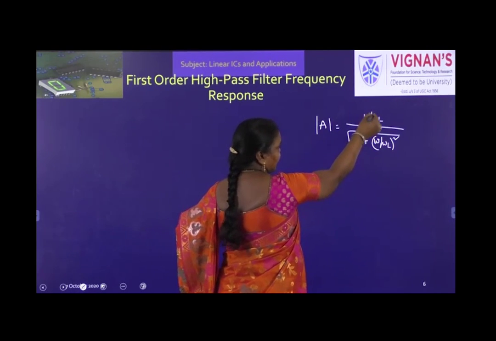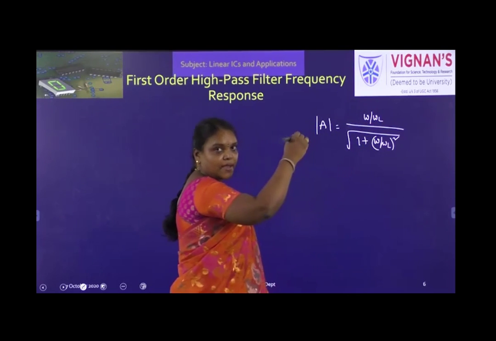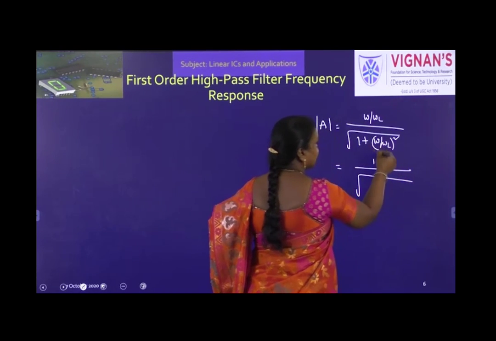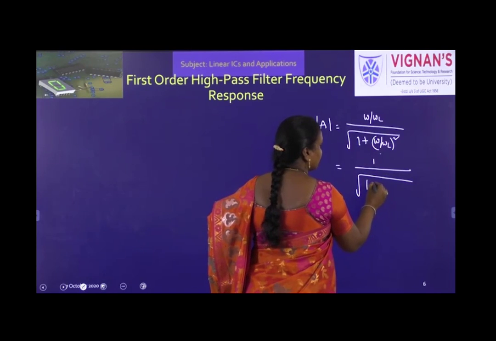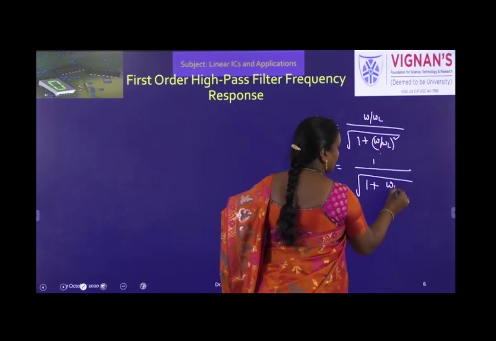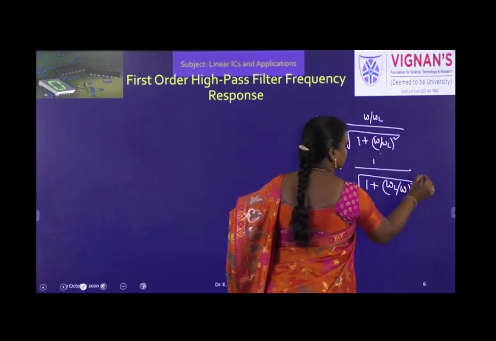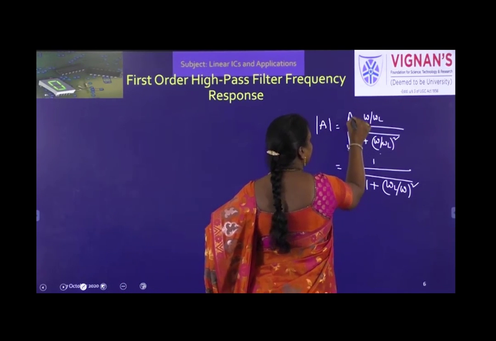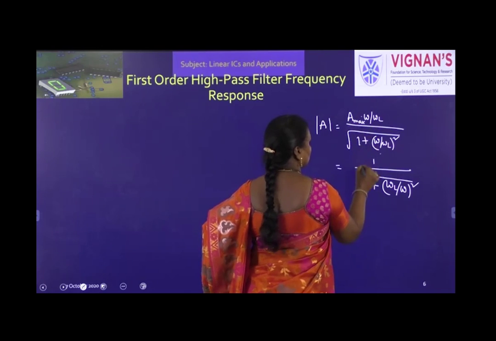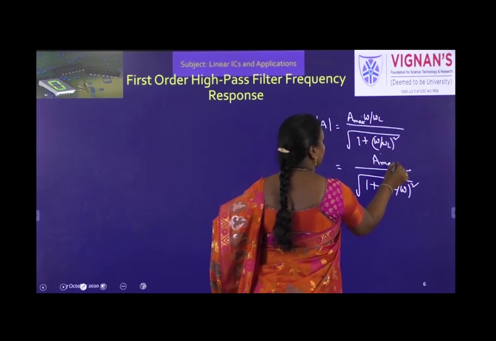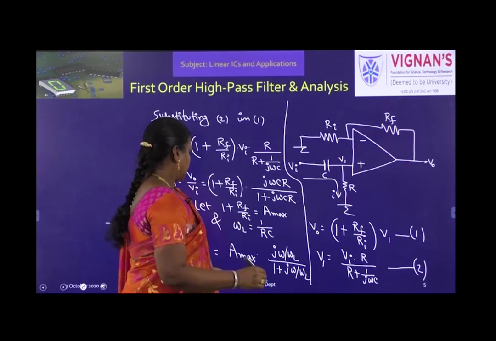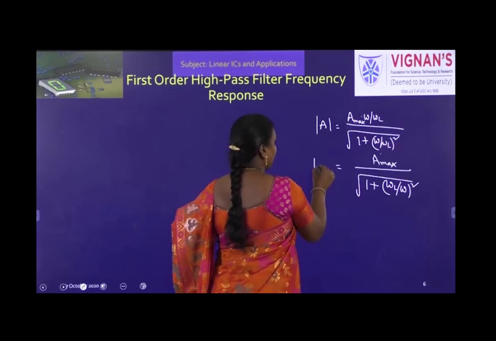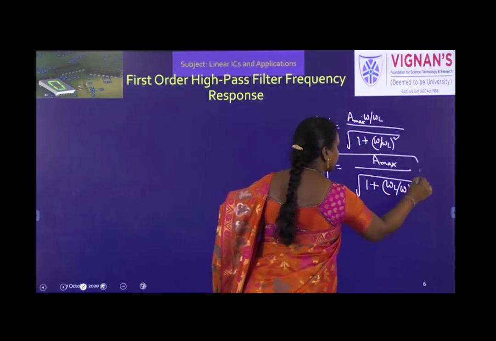So, if you further simplify, that is dividing both numerator and denominator by omega by omega L, you will get 1 by the square root of, here it will get cancelled. So, 1 plus, here it is not there, so we have to write the reverse. Okay. So, this is the magnitude expression. And here we have the A max term also, A max into. So, here you will get A max, this A max. So, this is the magnitude of gain for the high pass filter.